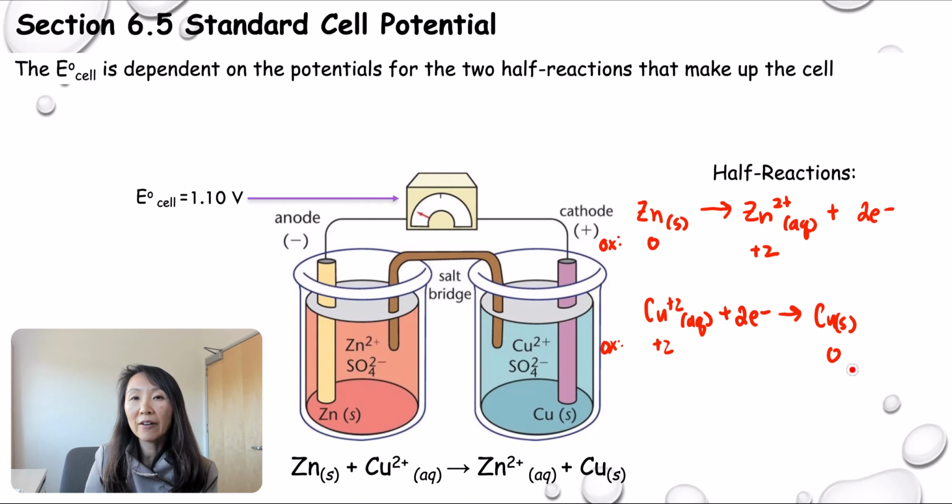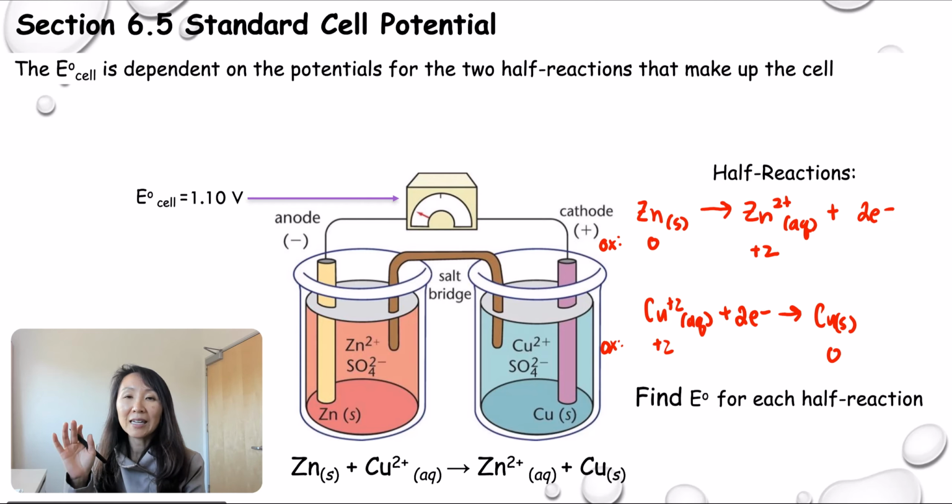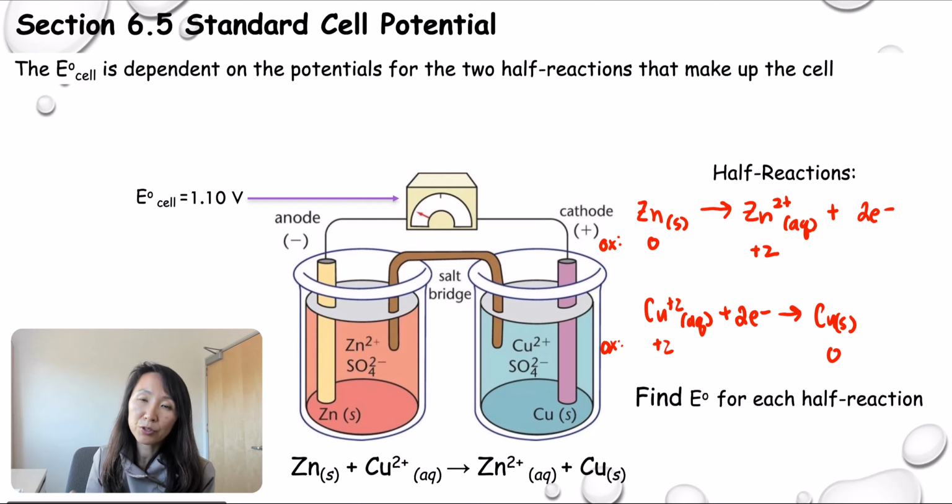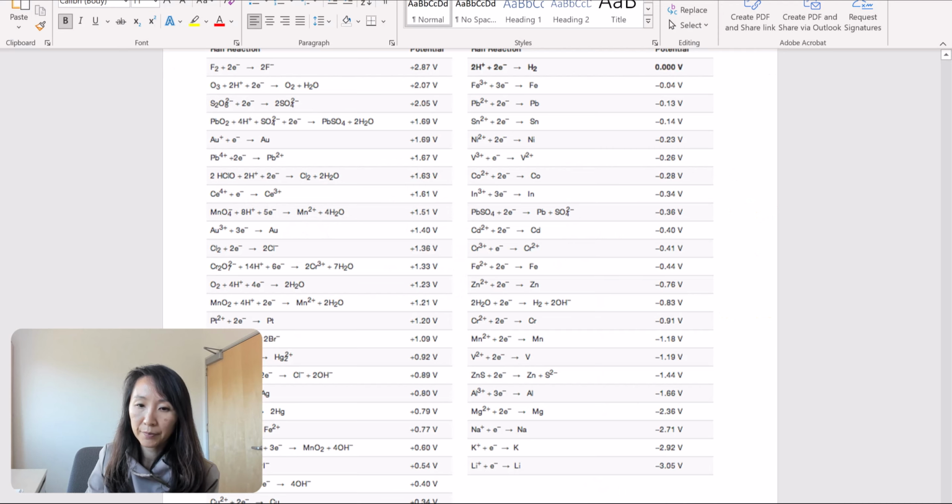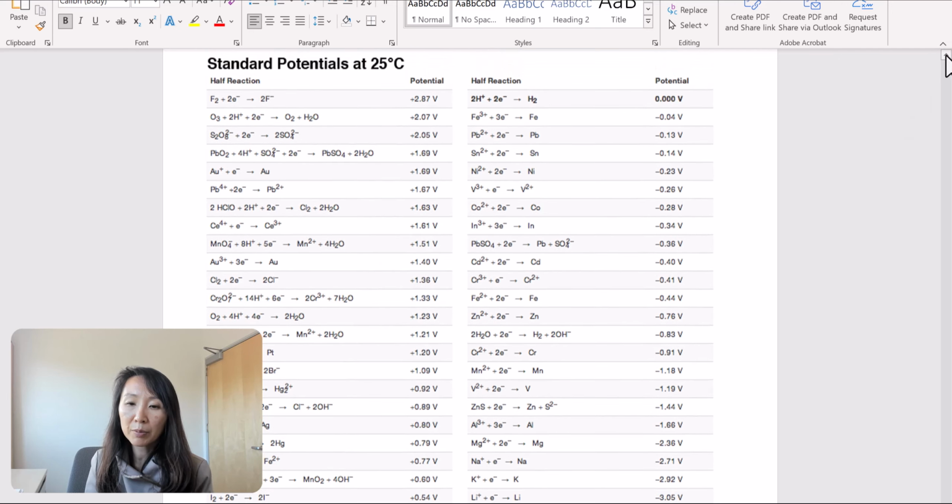Now, after you have figured out the half reactions, what you're going to do is find the E0 for each of the half reactions. You're going to find the standard cell potential for each of the half reactions. So where do I go to find this? You're going to look in the reference sheet, and in your reference sheet, you should find something that looks like this. In this table over here, it says standard potentials at 25 degrees.